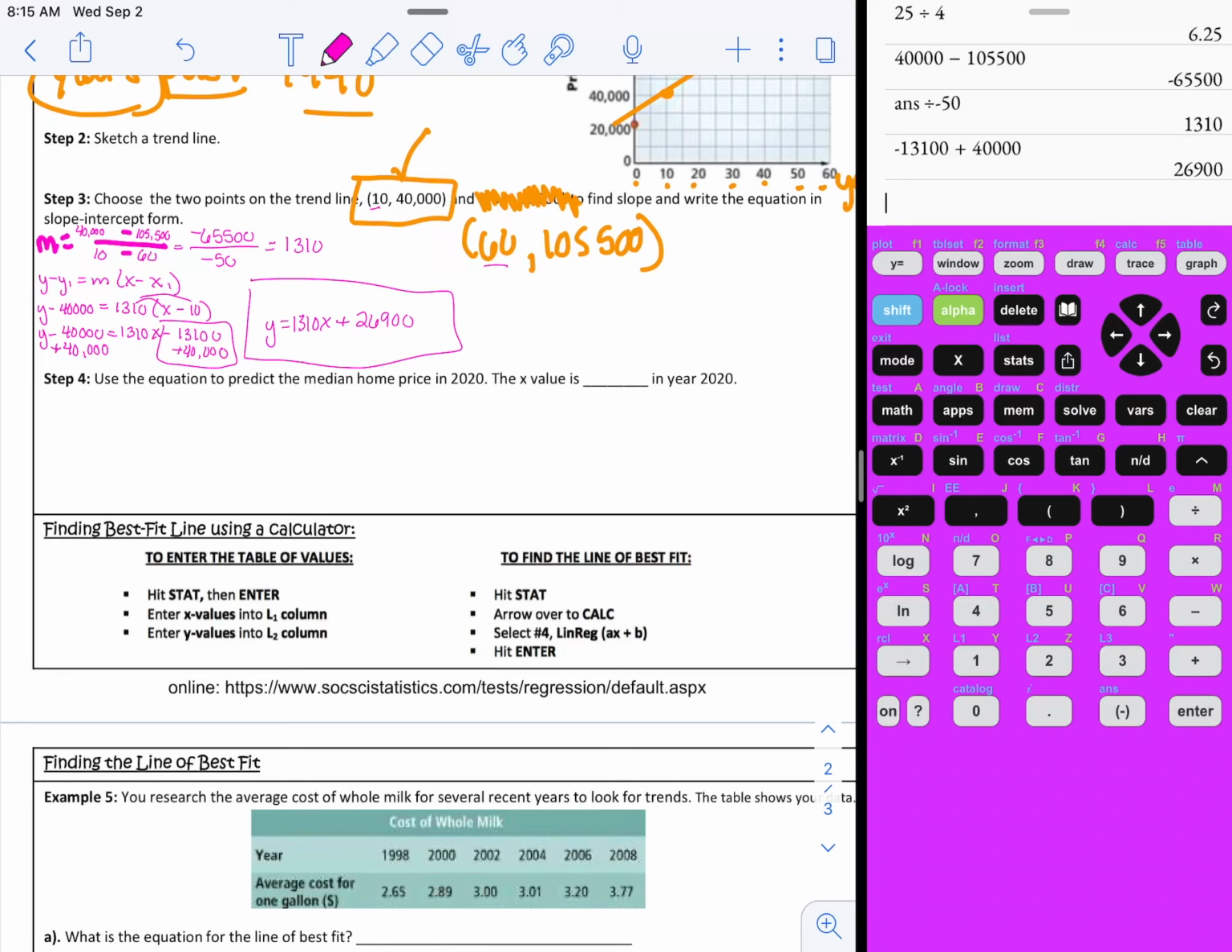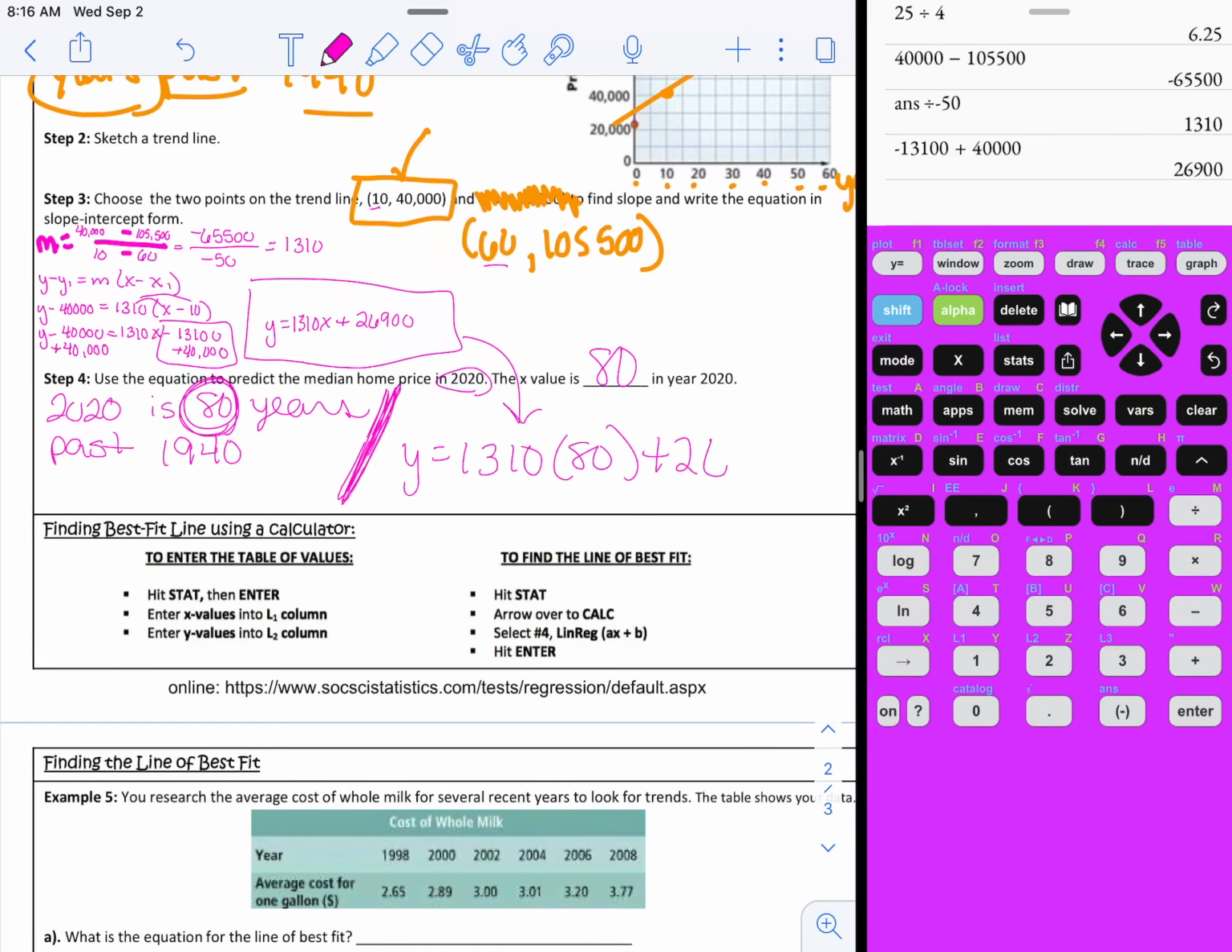Use this equation to predict 2020. Okay, so I got to think. If 1940 was my 0, how many years past 1940 is 2020? So I'm going to write 2020 is, let's see, 1950, 60, 80 years past 1940. So if that's the case, I got to plug in 80. So I'm going to grab my equation from up here and put in 80. So y equals 1310 times 80 plus 26,900.